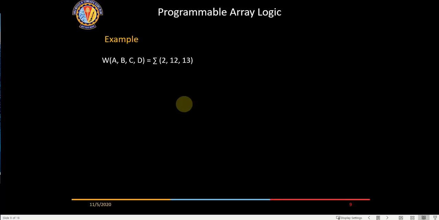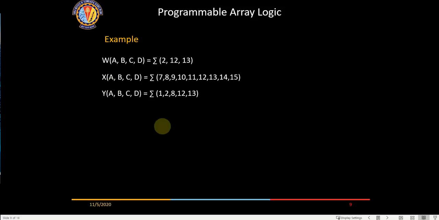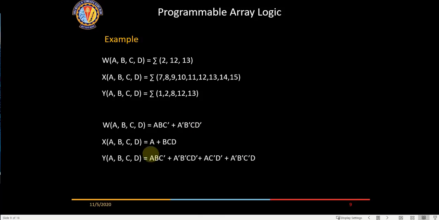Okay, how? Say W is this. Okay, there is a function which is a minterm which is given. X is this, Y is this, and now there are 3 functions which are required to be implemented. First of all, we need to expand it, right? So we need to know W, X and Y.